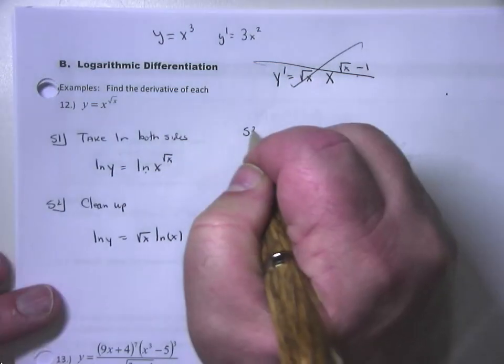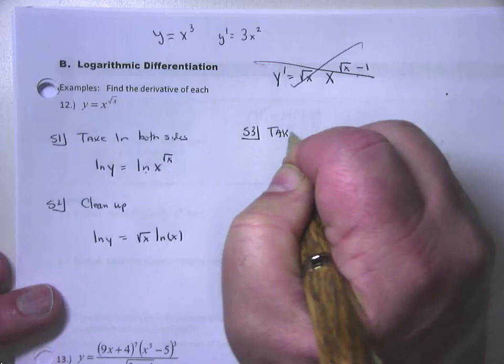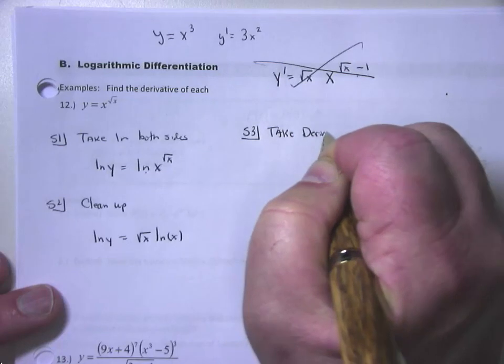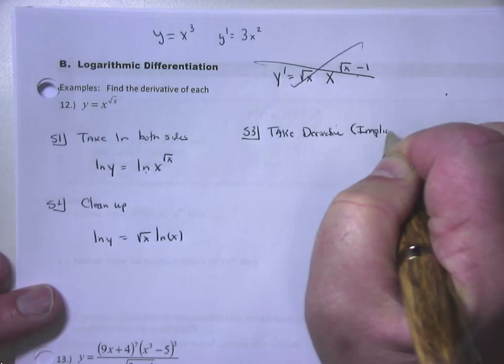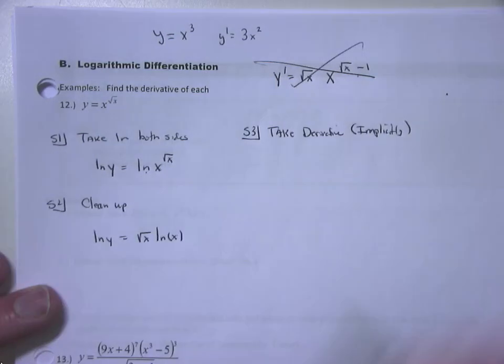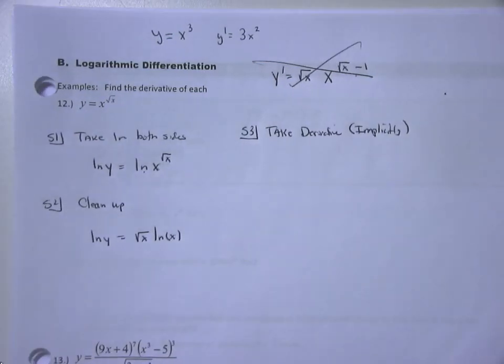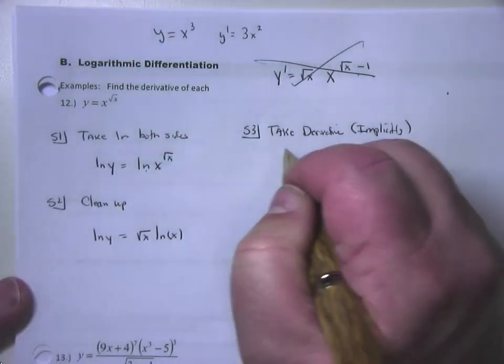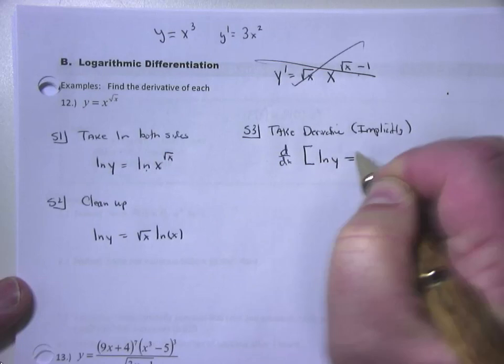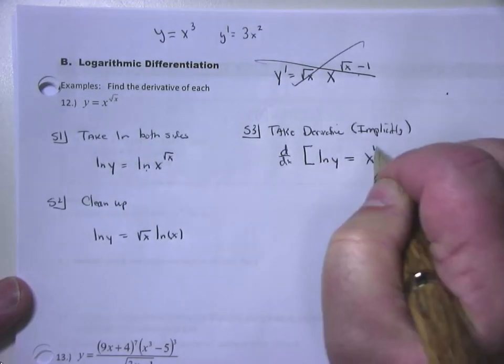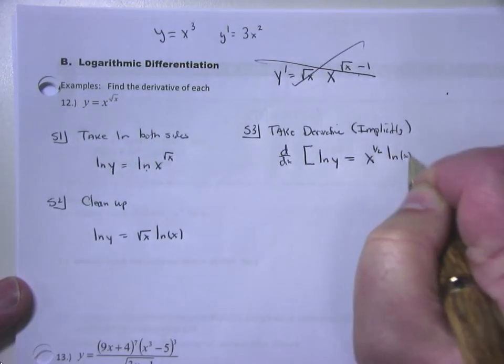Step 3, take the derivative, but you're going to do this implicitly. Because you don't have y equals, you've got the natural log of y equals. So, what you're going to do is take the derivative with respect to x of the equation. The natural log of y equals, I don't do square roots, that'll be x to the 1/2 times the natural log of x.